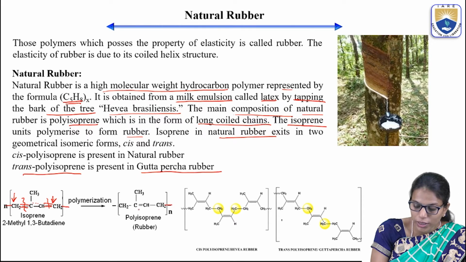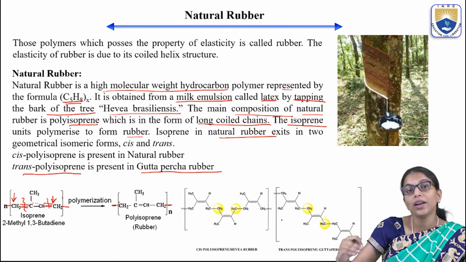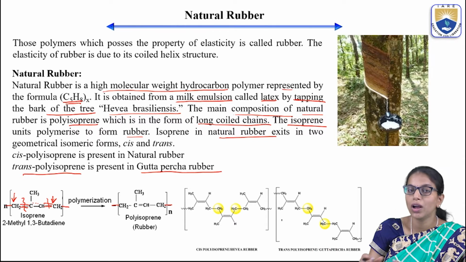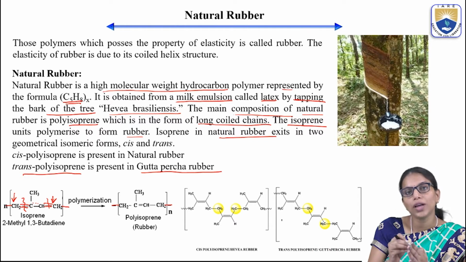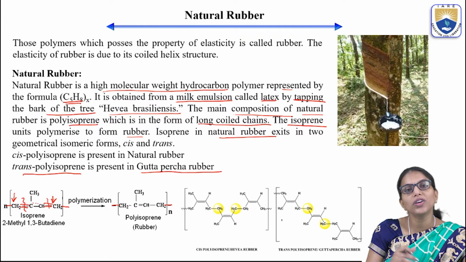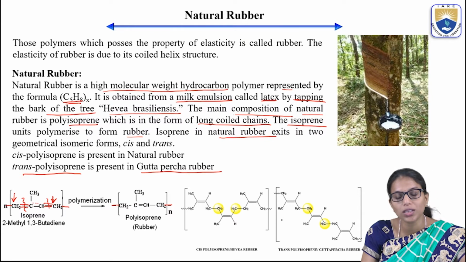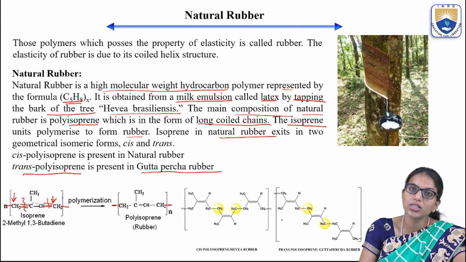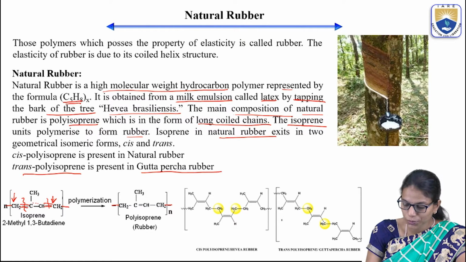Now here another monomer will start to bind, and by addition of all the monomers a polymer will form, and that polymer is nothing but polyisoprene, which is called rubber.